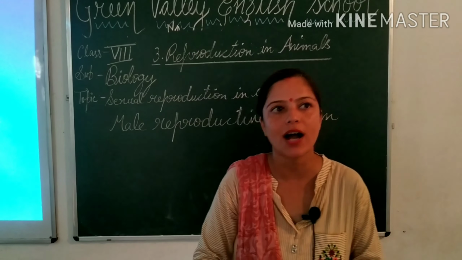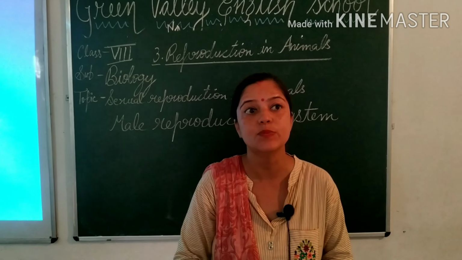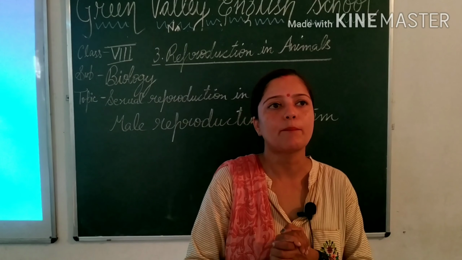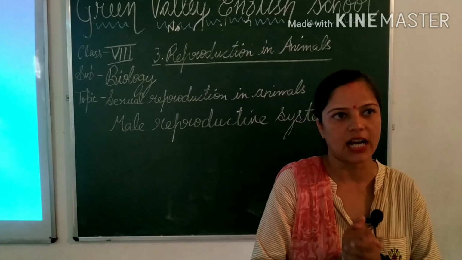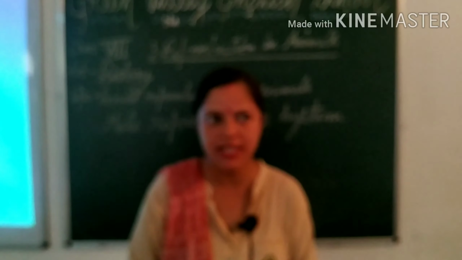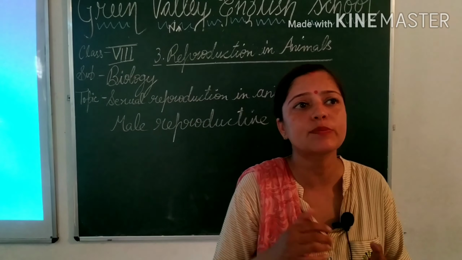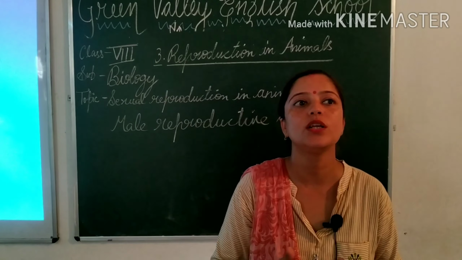Now, what about the vas deferens? That is the sperm duct. The vas deferens, the plural is vasa deferentia, is a narrow duct. It starts with the epididymis and joins the urethra. It carries sperms to the urethra by the action of its muscular walls.